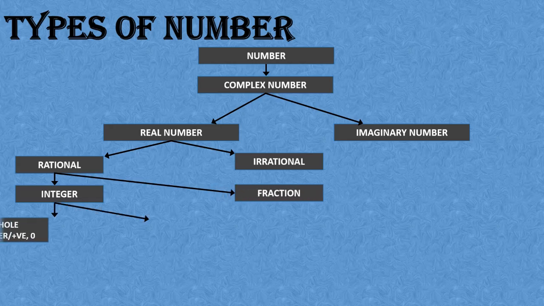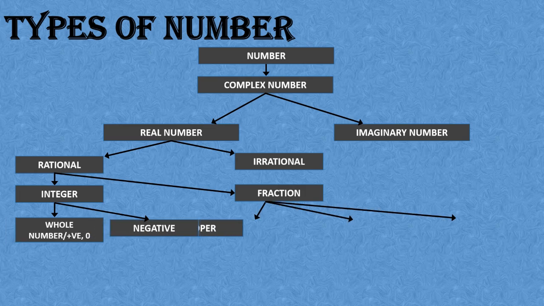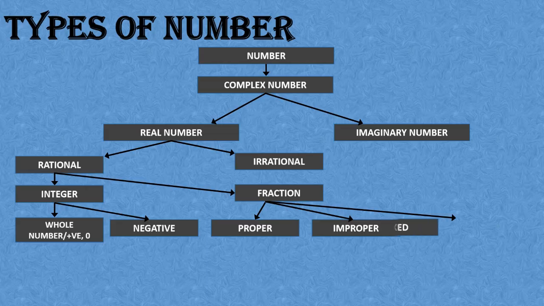Integer divides into whole number and negative number. Fraction divides into proper fraction, improper fraction, and mixed fraction. Whole number divides into natural number and zero.